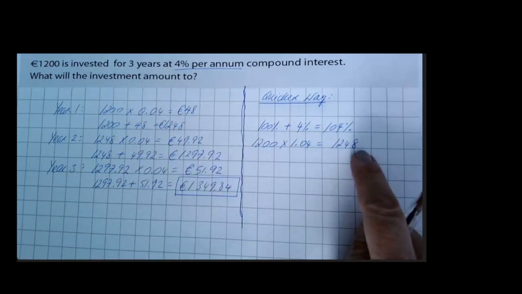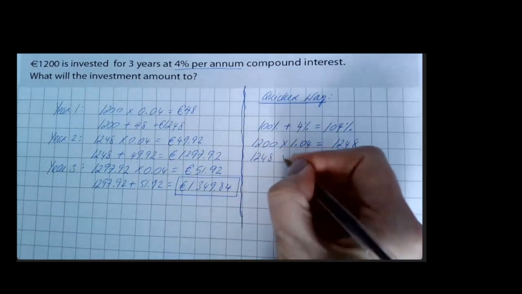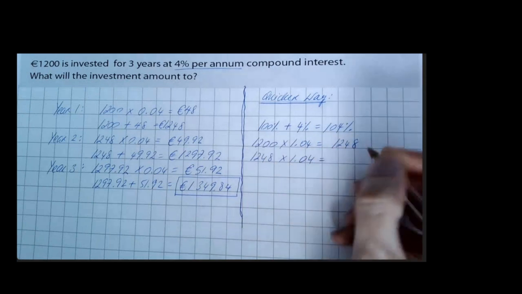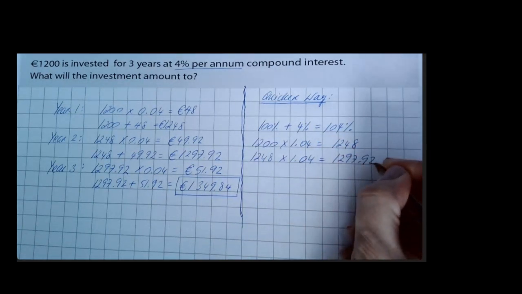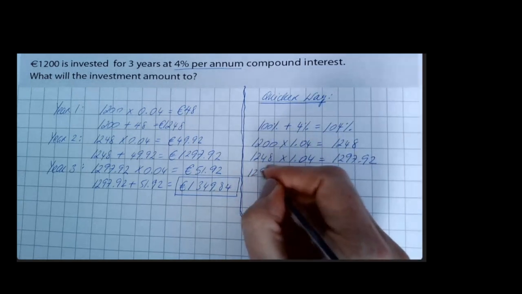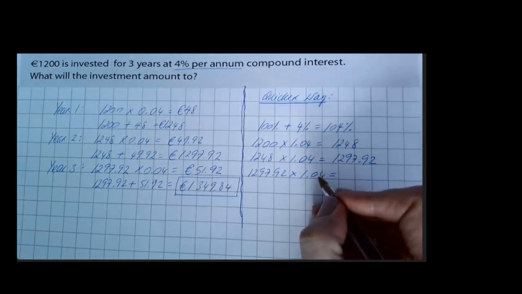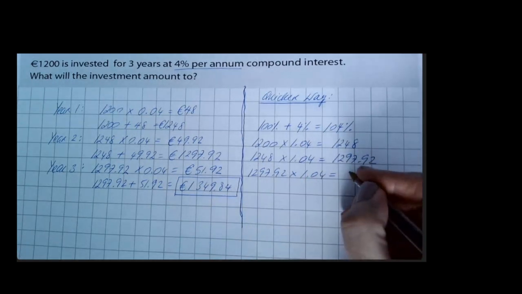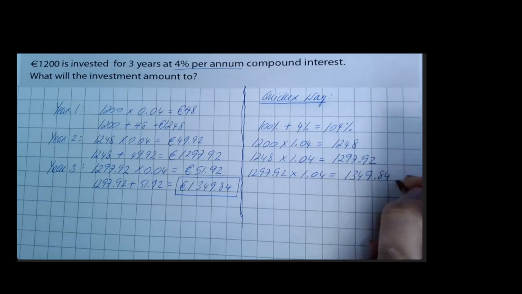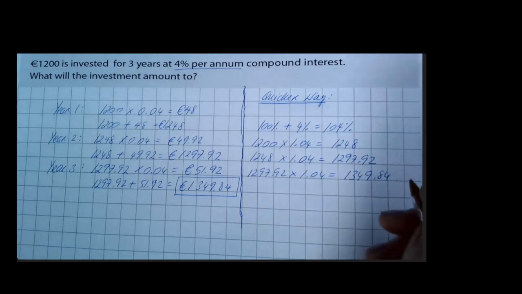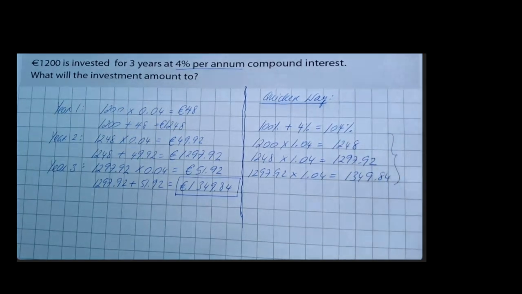Now that's, of course, the end of year one, and then what you would do is you would take the 1248 and you would increase by 4% again, and you would get the 1297.92, and then you would take that 1297.92 and you'd multiply by 1.04, increasing it by 4% again, and we would get, of course, the 1349.84. All right. Now, I can do this even quicker than that.